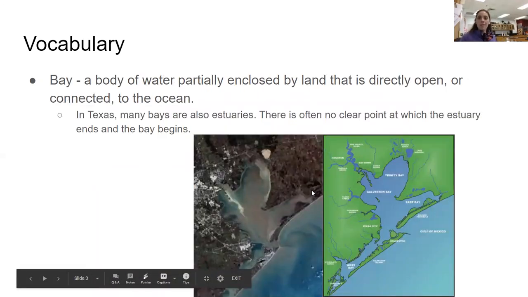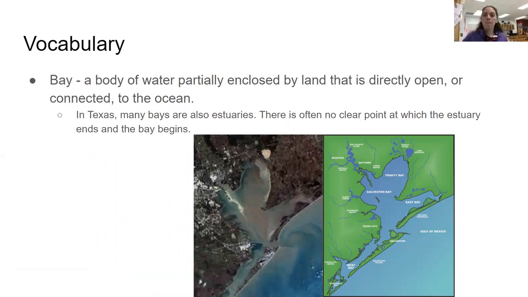Now some estuaries are bays. A bay is a body of water that's partially enclosed by land that is directly open or connected to the ocean. So here we have Galveston Bay, which is also an estuary. So it's fed by the San Jacinto River, and we've got a couple other smaller rivers that lead into it. Also the Trinity River.